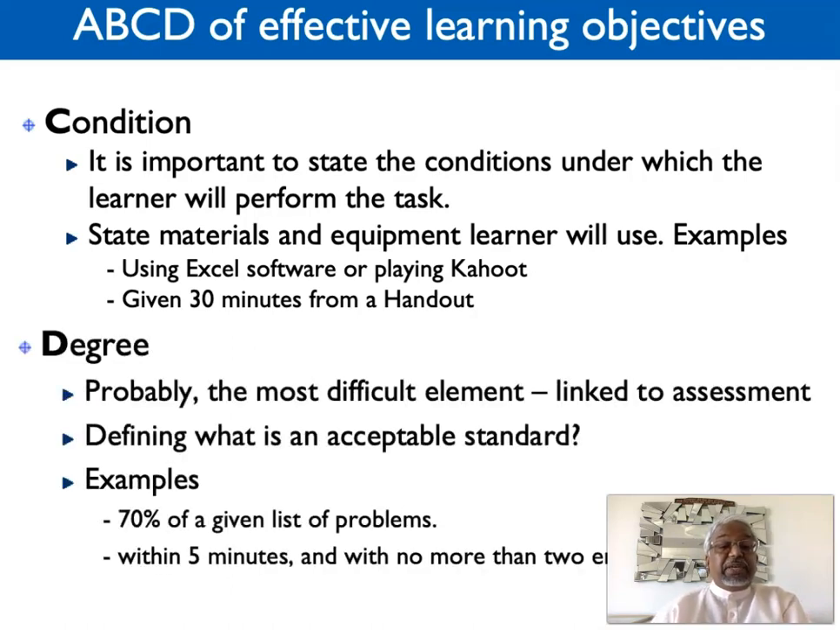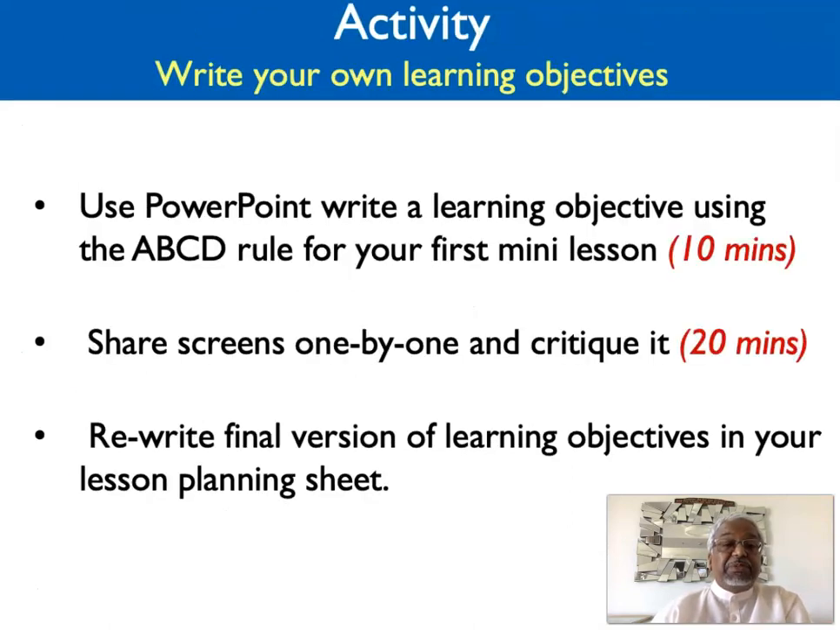And finally, degree, probably the most difficult element. This is because it's linked to assessment. You're assessing at the end of the lesson whether they have learned something or not, and so you need to be able to define what is an acceptable standard. And it's again something which you can actually measure. So, 70% of the given list of problems within 5 minutes. So there you have it, the ABCD of writing effective learning objectives.